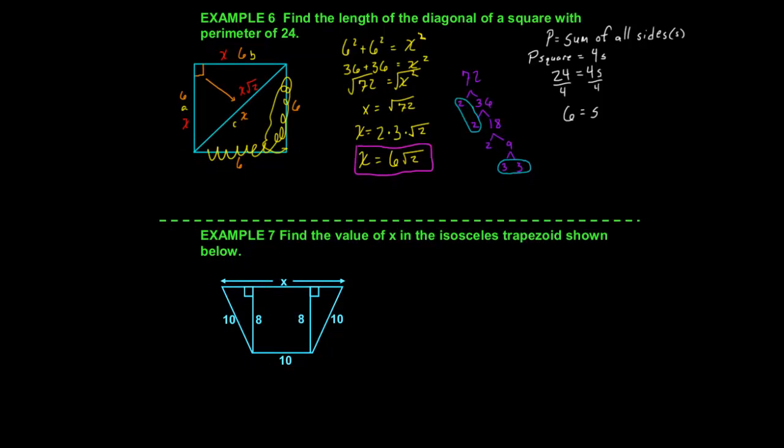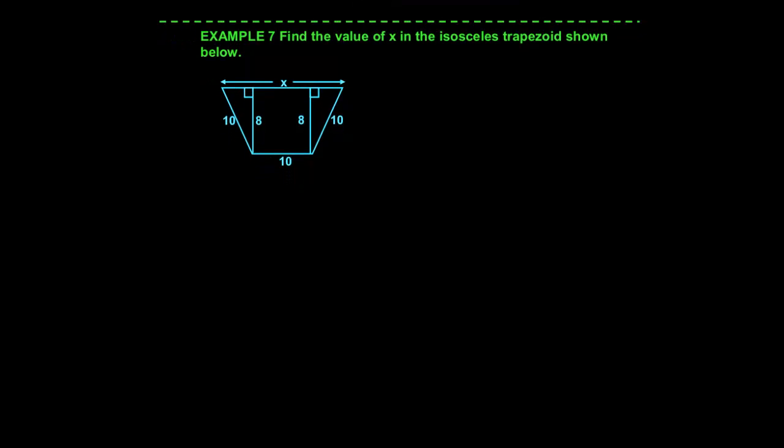Now let's look at our last problem real quickly. Find the value of x in the isosceles trapezoid shown below. Now, let me go ahead and snag this color here. If this is 90 due to the linear pair, that is also 90.